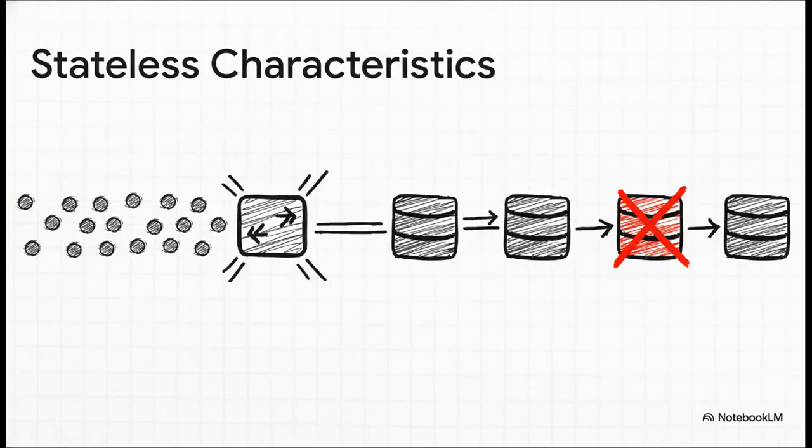And this approach has some massive advantages. Because no single server holds any special memory about you, your request can be sent to any server that's free. This makes scaling out a breeze. You just add more servers. It also makes the whole system incredibly resilient. If one server crashes, who cares? Your next request just gets routed to a healthy one and nothing is lost. This is so powerful that it's the very foundation of how the web works. The protocol, HTTP, is fundamentally stateless.